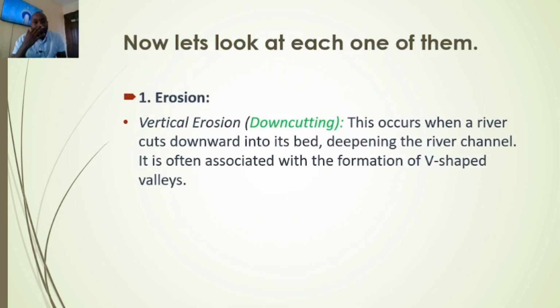We talked about vertical erosion, which is down cutting. It occurs when a river cuts downward into its bed, which means it deepens the river channel. It is often associated with the formation of V-shaped valleys. We're going to talk about landforms later.